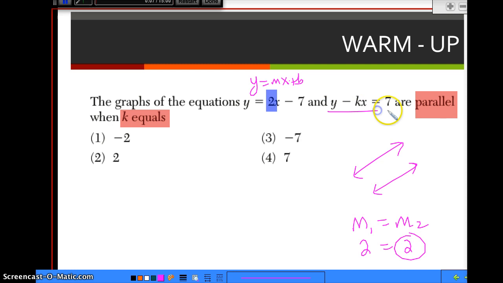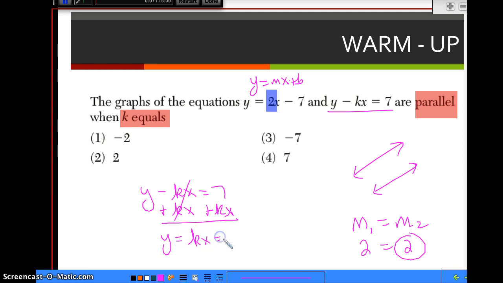So if I take this equation and I unscramble it so it's y equals, I would add kx to both sides, which is one way of doing this. y equals kx plus 7. That means k must equal 2.